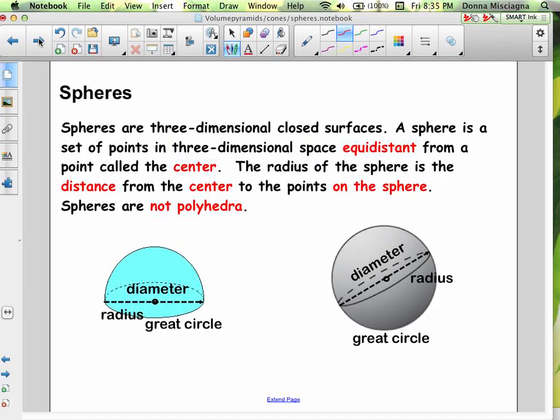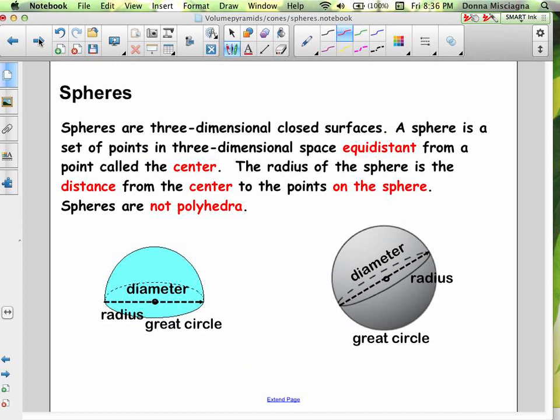And let's learn a little bit more about a sphere. So spheres are 3-dimensional closed surfaces. A sphere is a set of points in a 3-dimensional space equidistant from a point called the center. The radius of a sphere is the distance from the center to the points on the sphere, just like the radius of a circle is the distance from the center to points on the circle.